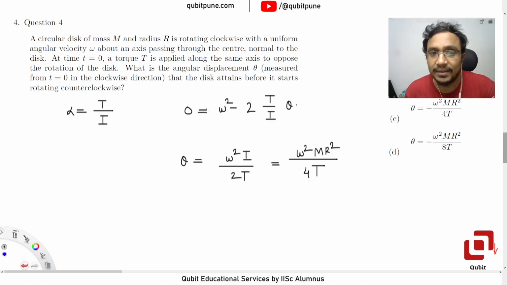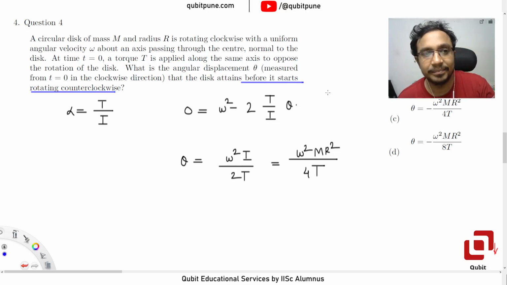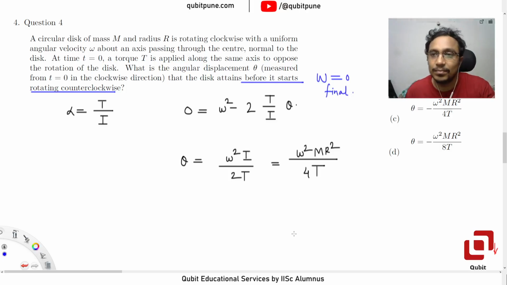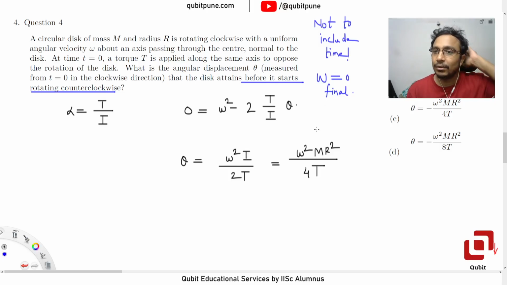Which means, see, before it starts rotating counterclockwise, it momentarily comes to rest. Omega final is zero. Okay, it momentarily comes to rest. That's it. The second thing that you had to do here was not to include time, because time is not asked. You're not supposed to include time in it. And once you do that, it's easy.